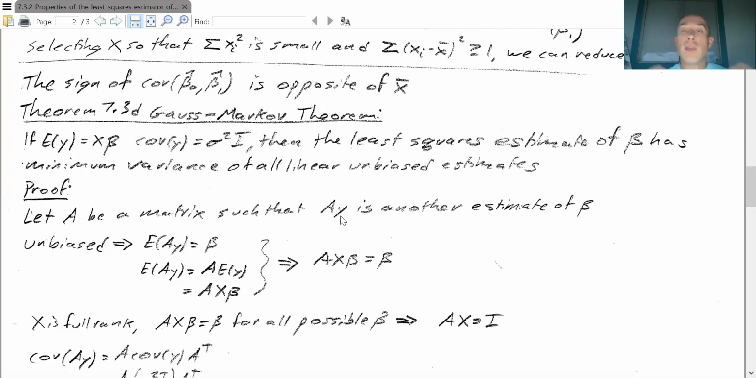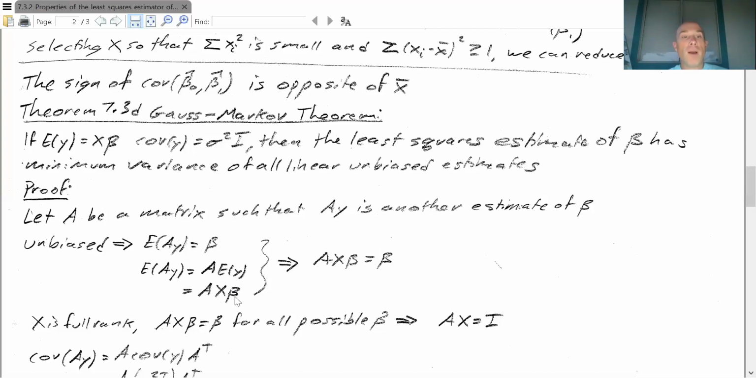Okay, well, unbiased means that the expected value of A times Y is beta. A is a constant matrix, therefore the expected value of AY is equal to A times the expected value of Y. The expected value of Y by assumption is X times beta. At this point, we don't know what beta is, so I replace the expected value of Y with X times beta.